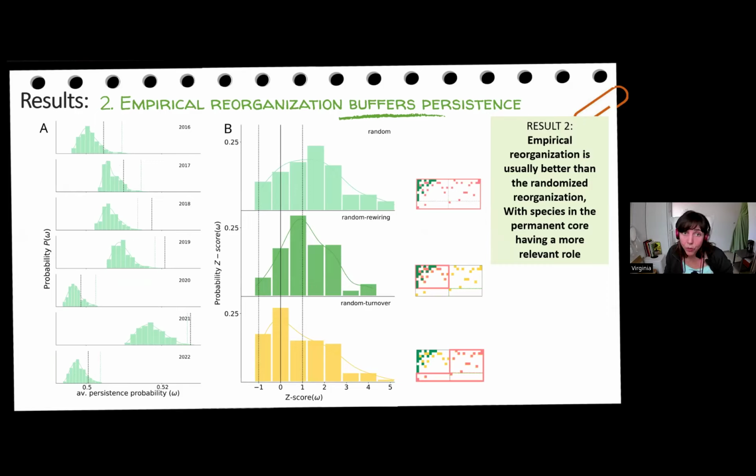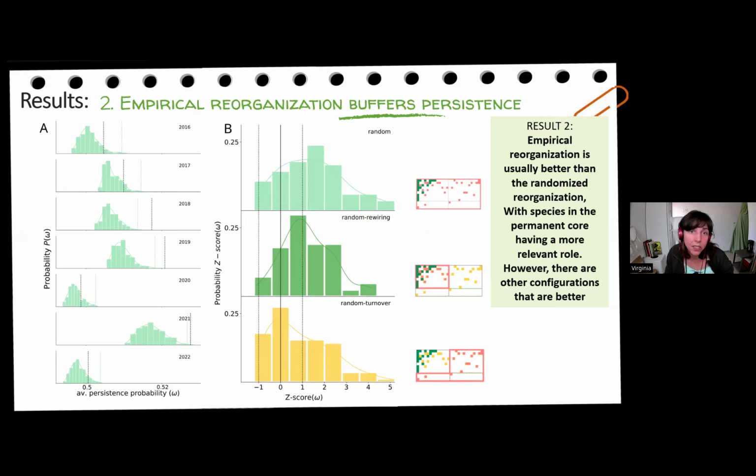So the zeta score distribution of omega peaked around 1 for the random and random rewiring models, with the majority of cases being above 1. In contrast, for the random turnover, the majority of networks have zeta scores below 1, indicating that the observed networks tend to underperform the randomized control. So basically, our results indicate that the process of interaction turnover, especially rewiring, promotes greater persistence than expected by chance.